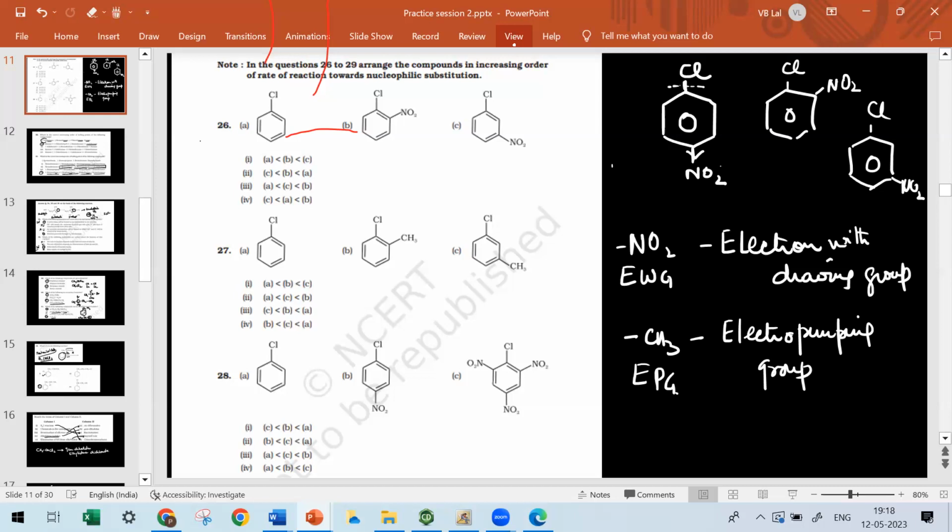So we have to arrange the compounds in increasing order of rate of reaction towards nucleophilic substitution. Which will show the maximum rate of nucleophilic substitution? Question 26.